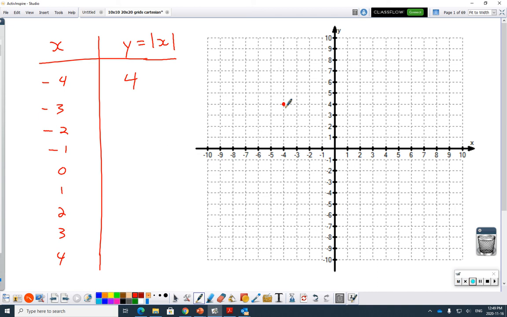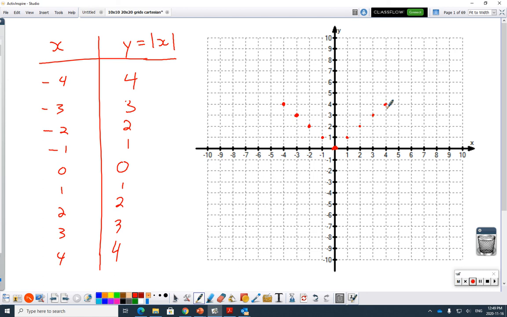So absolute value of negative 3? 3. Absolute value of negative 2? 2. Absolute value of negative 1? 1. See, all those negative x values become positive y values. Absolute value of 0. And now the positive ones are easy, right? To find the absolute value of any of these numbers, you just get those numbers right back out. Positive numbers. Yeah. So I get 1, 1, 2, 2, 3, 3, 4, 4.